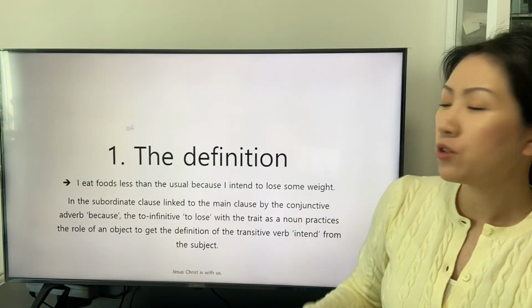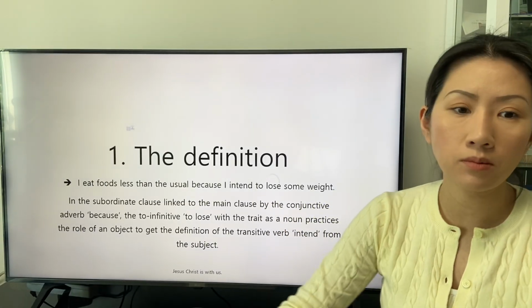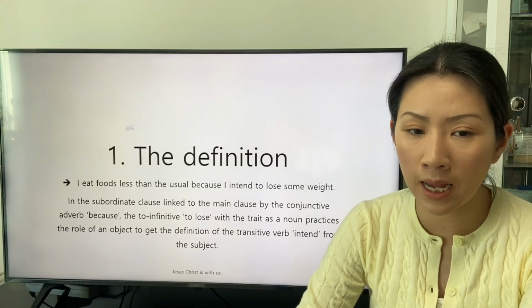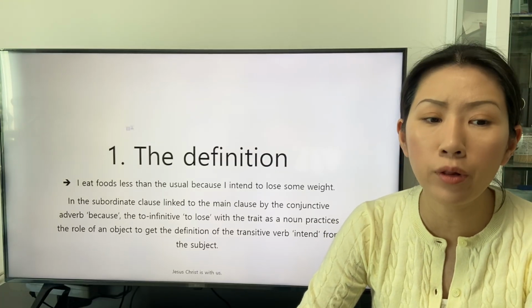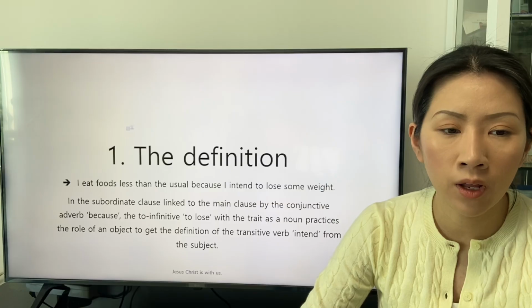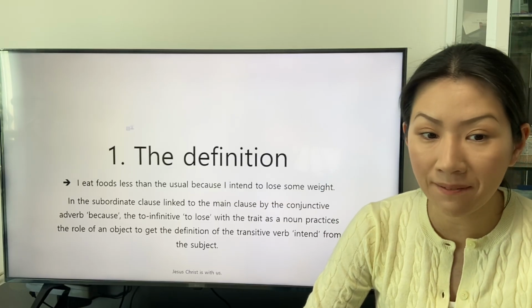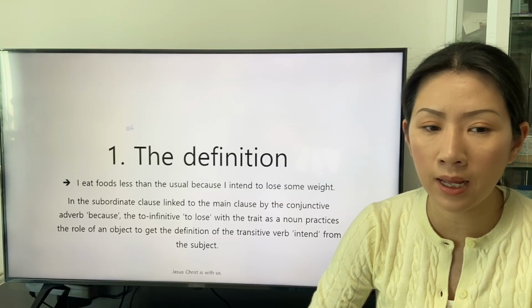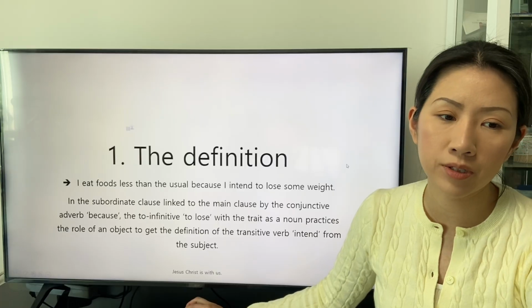The to infinitive to lose, with the trait as a noun, practices the role of an object to get the definition of the transitive verb intend from the subject.